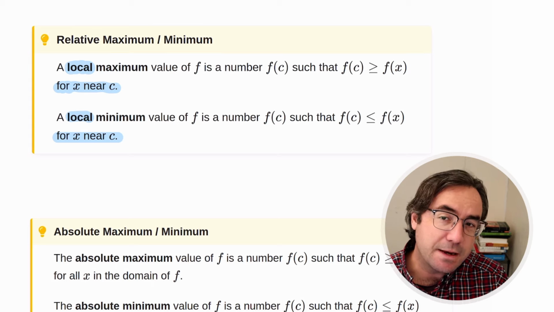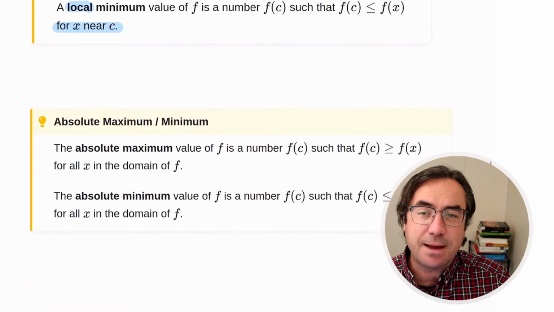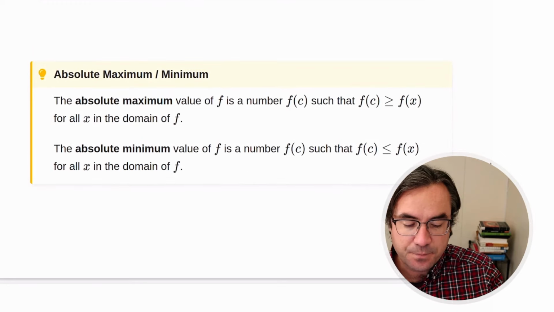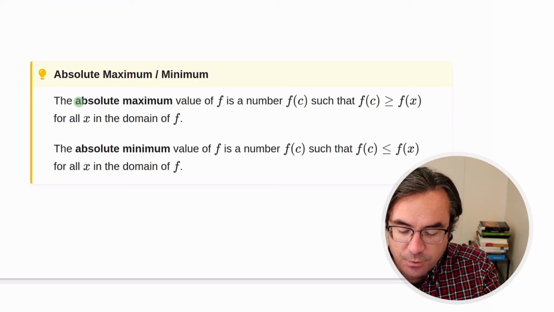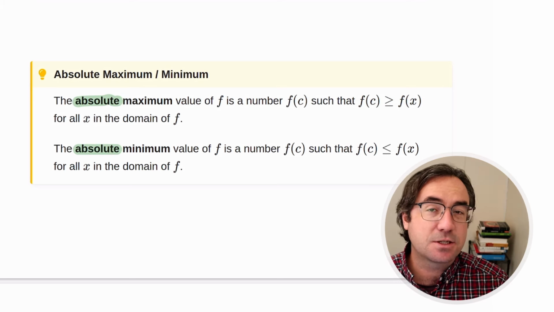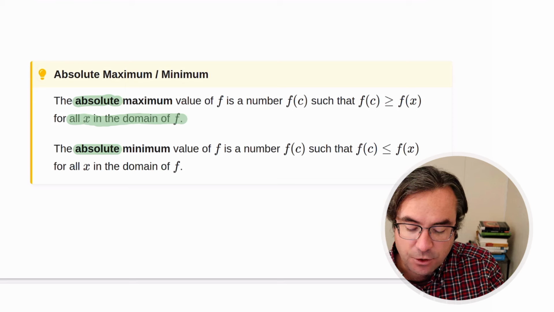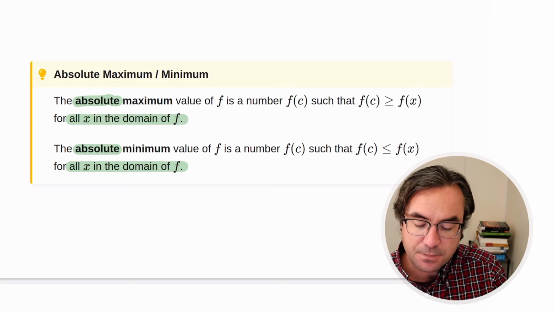And what we're going to be looking at now is what we call absolute max and absolute min. The difference with absolute is that we're not just looking at x close to our critical number, we're looking at all x in the domain of our function.